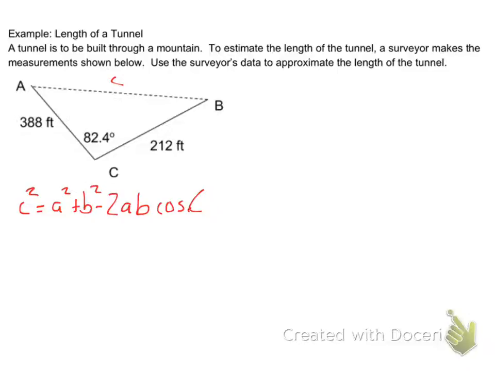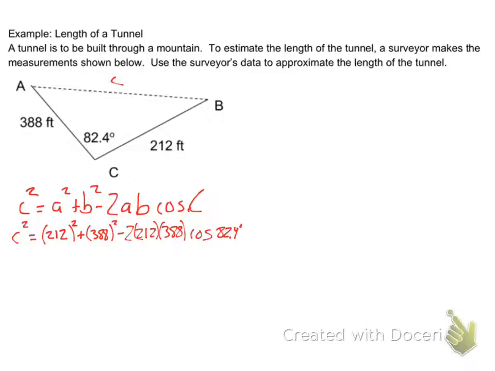We don't know C squared. I'll leave that alone. But we do know A. What's A? 212 squared plus 388 squared minus 2 times 212 times 388 cosine 82.4 degrees.